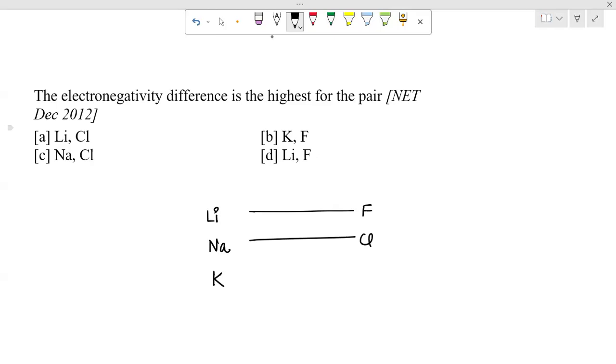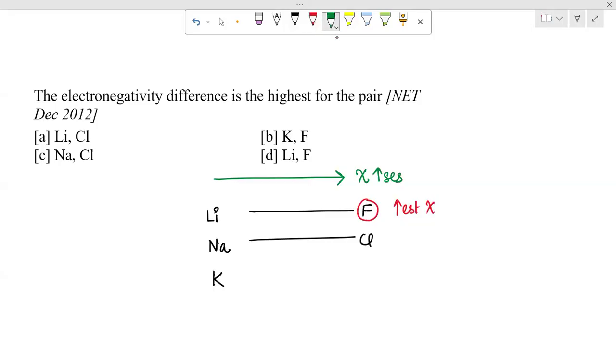Right. So over here, the question is electronegativity difference is the highest. So let's try to understand the trend first. As we move from left to right, what happens to the electronegativity? Electronegativity increases. Sorry. Z effective increases, electronegativity increases. So over here, fluorine is the one with highest electronegativity among whatever is given in the option. Fluorine is the element with highest electronegativity.